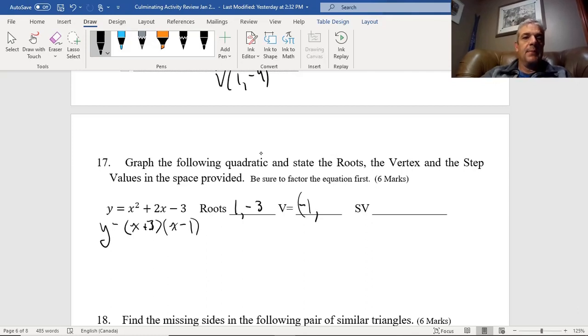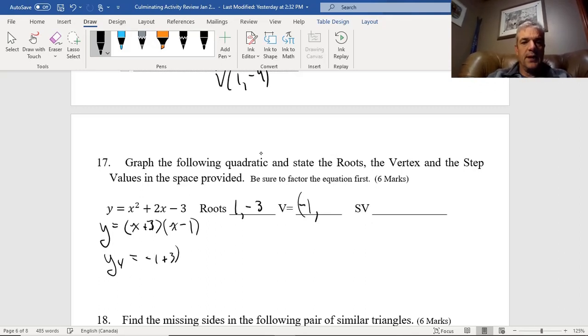Okay, and then I'm going to substitute that back into my equation here. That will give me my y vertex. That will be -1 plus 3 times -1 minus 1, sorry. This works out to 2 times -2, which equals -4.